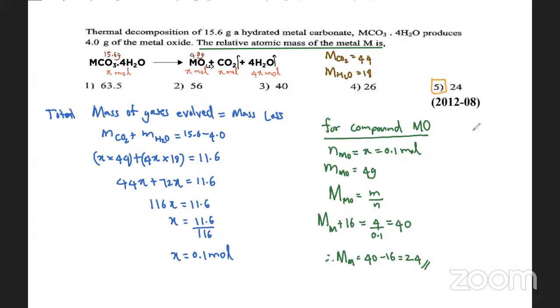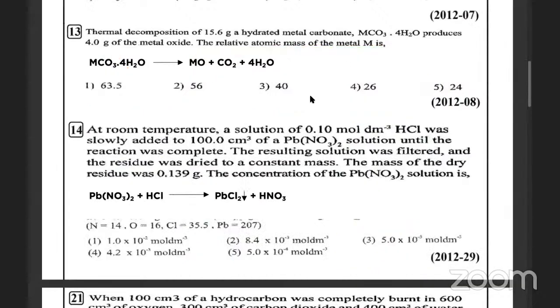May I know who got the fifth answer? Good. So I see a few hands going up. Very good. And if you couldn't get the answer, that's all right. This is something new you are learning. If they give you thermal decomposition questions with masses, this is how you have to do it. Consider mass loss as the total mass of gases evolved, and then develop the equations and get the numbers. Done.